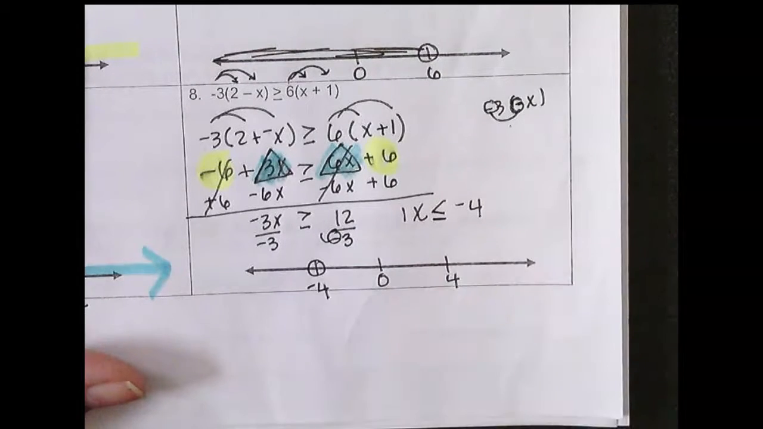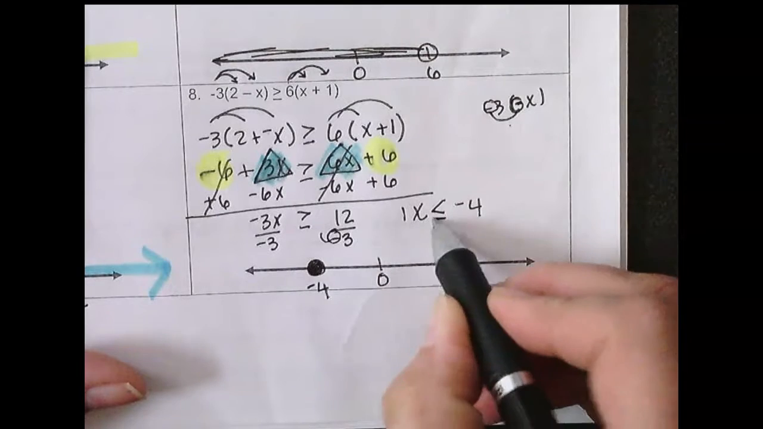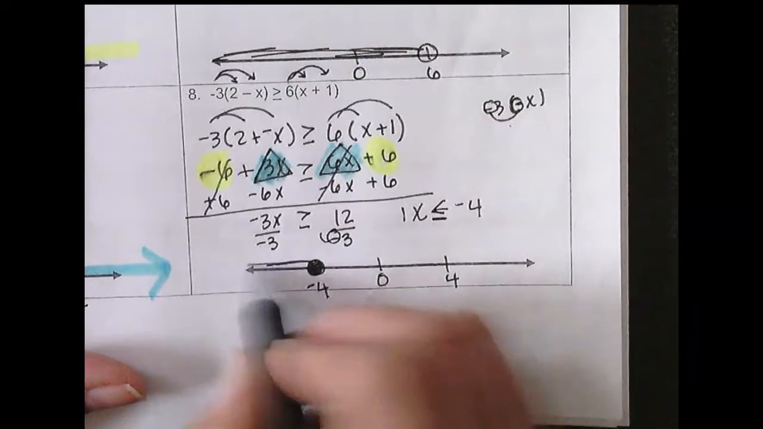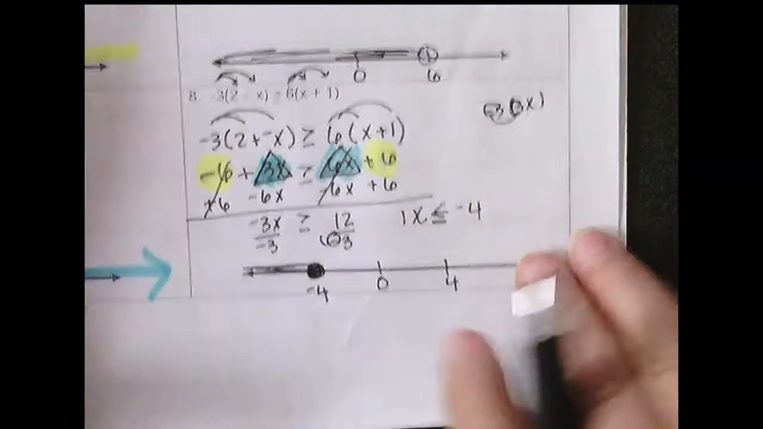I'll mark negative 4. I'm going to close negative 4. Why am I closing negative 4? You're right, there's a line there. And I'm going that way. So there it is. Pretty simple. Pretty simple indeed. Let's go to the next one.